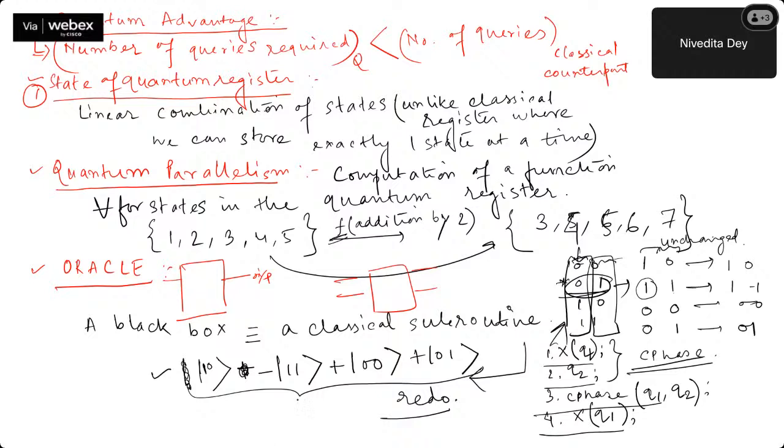But after this stage, if I only do X of Q1, then of course there will be no phase change. It will not affect the phase. The X or C-NOT gate will not affect the phase.